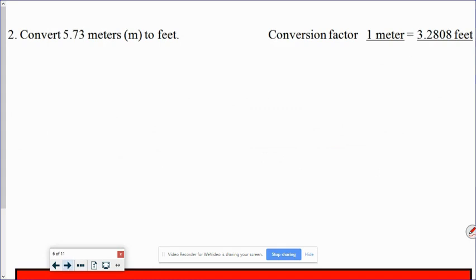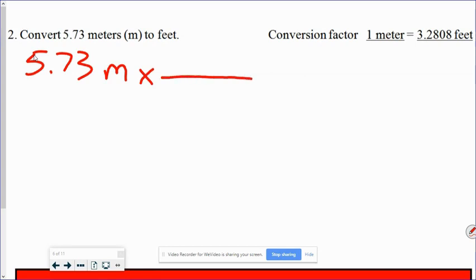So if this seems very familiar to you, you can go ahead and try this next problem, pause the video and try it. Otherwise, I'm going to go through the steps. So again, the steps, you start with what you're given. So 5.73, the label is very important. So meters, second step, multiplication sign, third step, division bar, fourth step, whatever this label is, must go on the bottom.